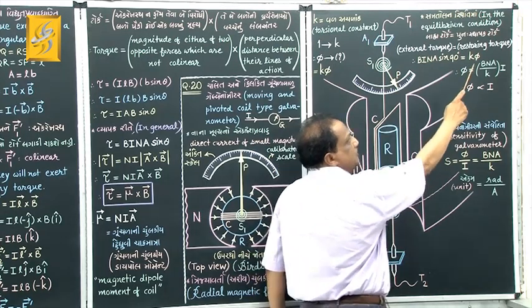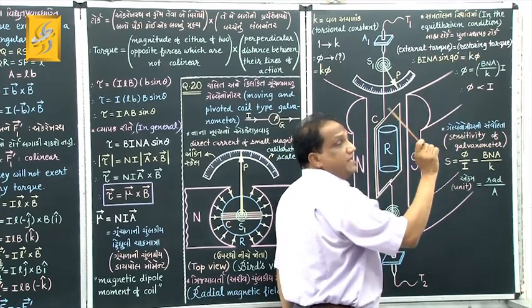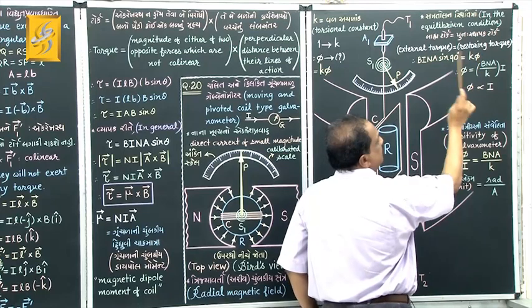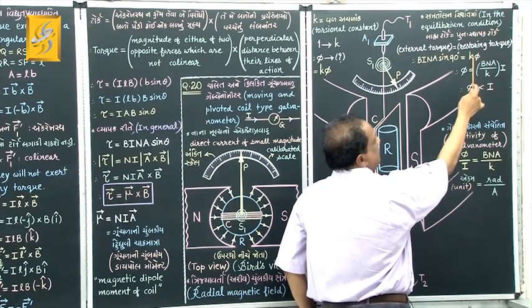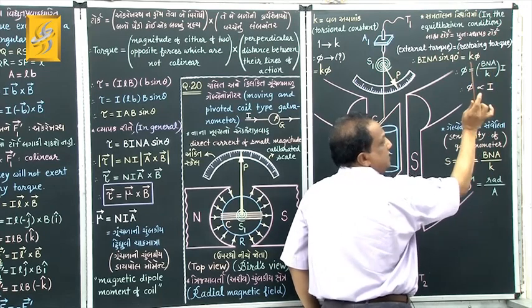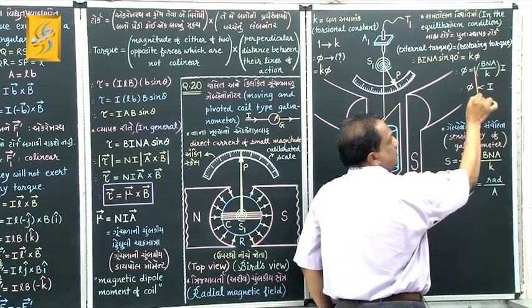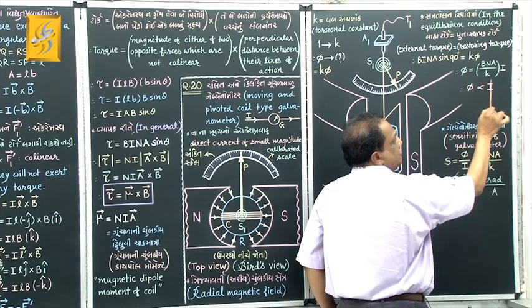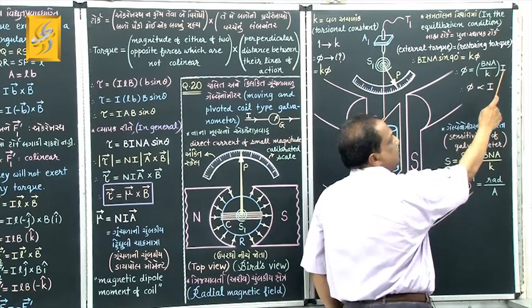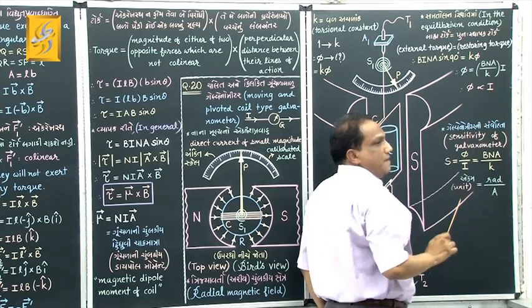So at that time phi is called steady angular deflection. Sin 90 is 1, find out phi from here, it is B N A upon K into I. Tell me, this bracketed part is constant, and because this bracketed part is constant, if you remove it, then phi is proportional to I.